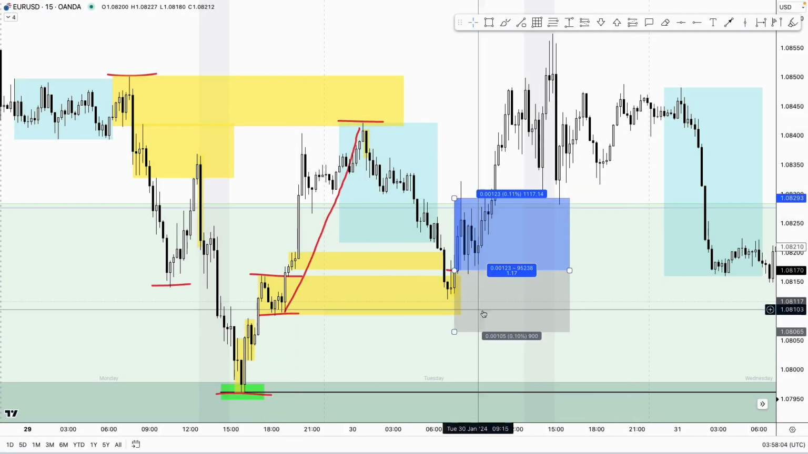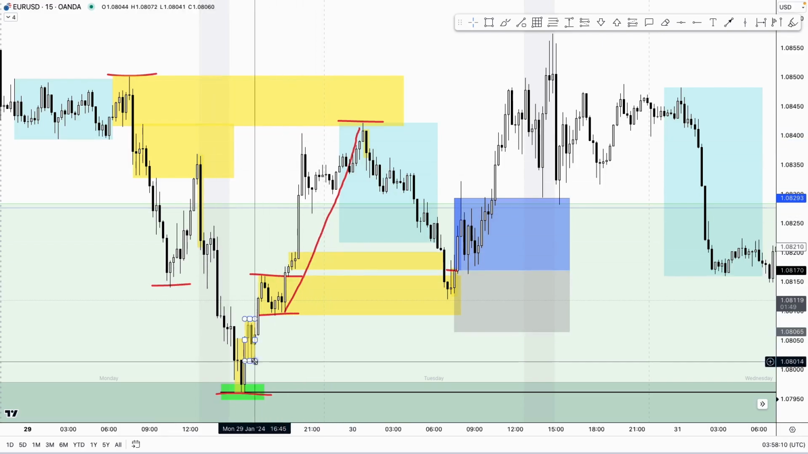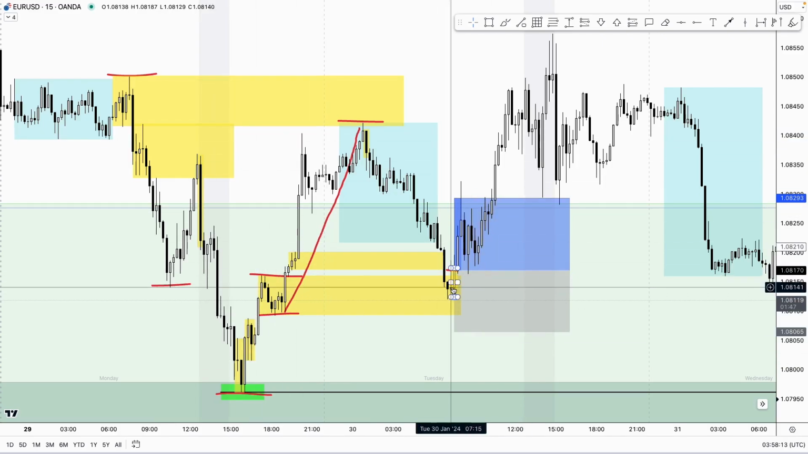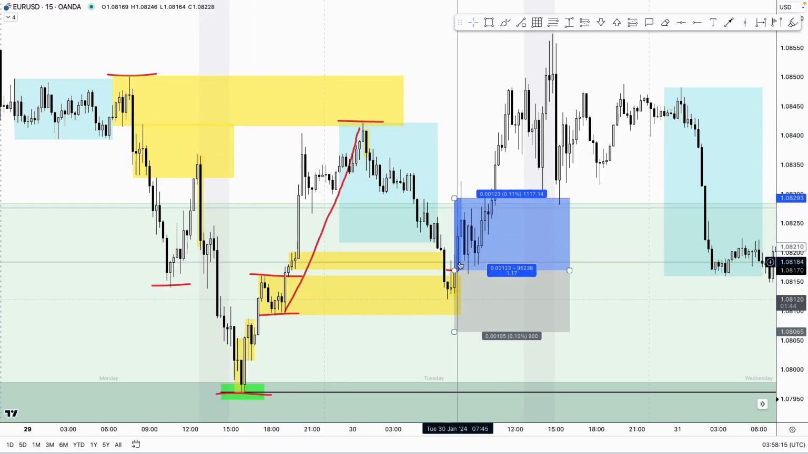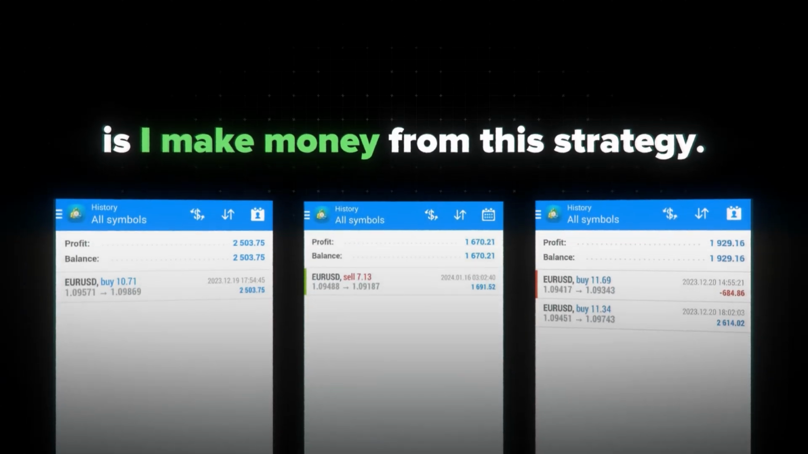So you guys can see my mindset never even goes to which order block is the correct one to play. It's about identifying all of them and price showing me in the future that it wants to continue that intention again. This is how I've been trading for a long time. This way of trading has built a lot of my confidence. It's made me a reactor rather than a predictor. And ultimately, the most important thing is I make money from this strategy.